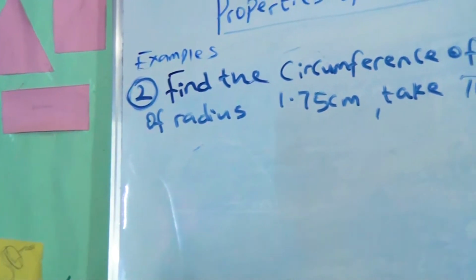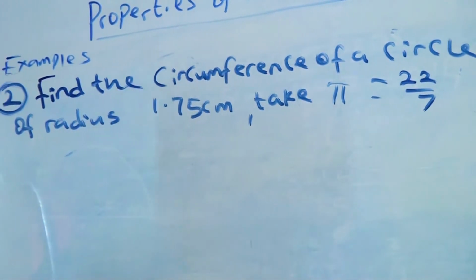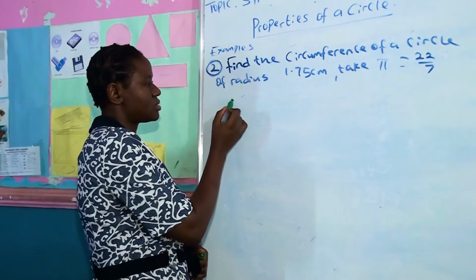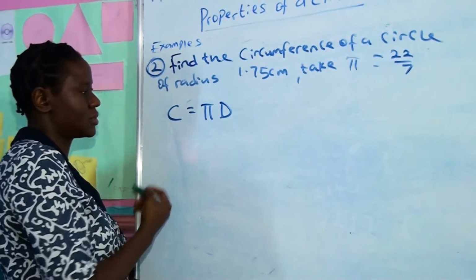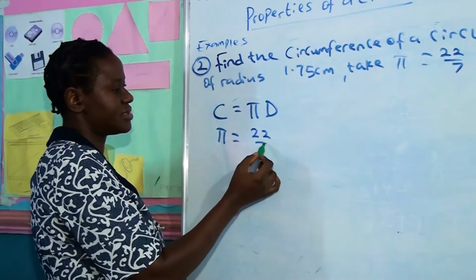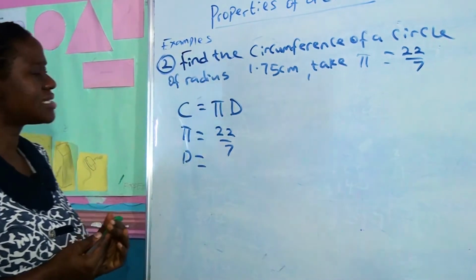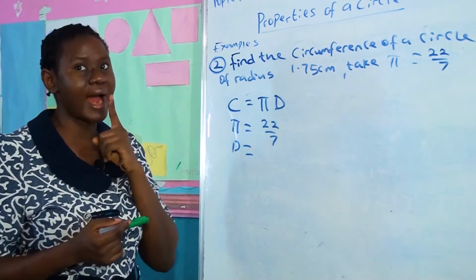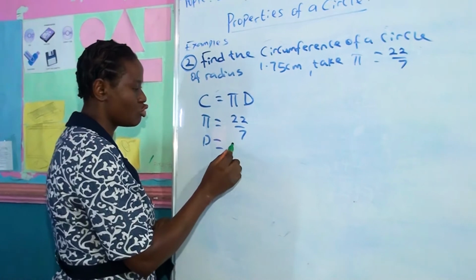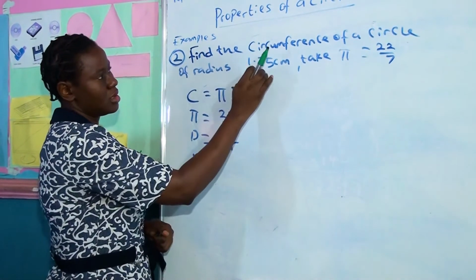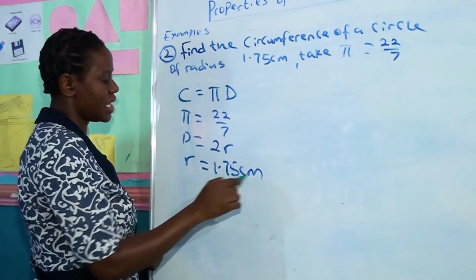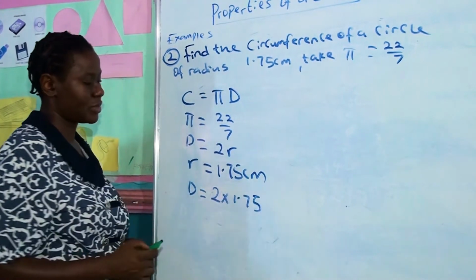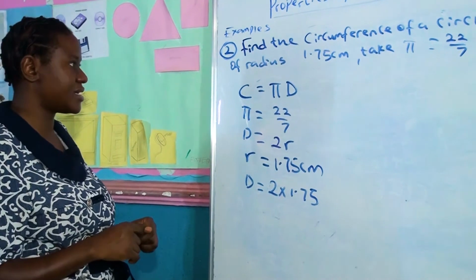Okay. Find the circumference of a circle of radius 1.75 centimeter. Take pi as 22/7. We are looking for the circumference. The circumference C is pi d. Pi is given as 22/7, and d, we aren't actually given d from this, but we have a relationship. D is 2r. So if d is 2r and r is 1.75 centimeter, it implies that d will be 2 times 1.75.